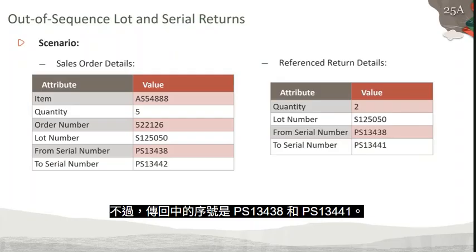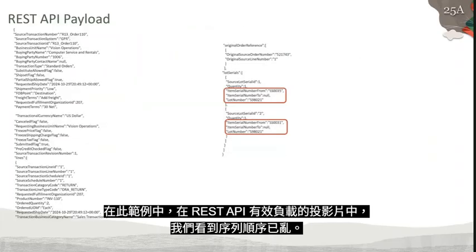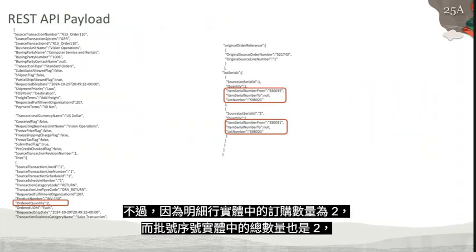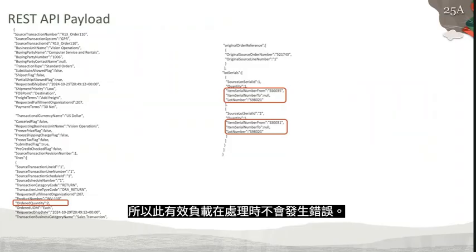In the example in the slide of a REST API, we see that the serial is out of sequence. Since the ordered quantity in the lines entity is 2 and the total quantity in the lot serials entity is also 2, this payload will process without an error. The same behavior is applicable to a payload from a web service. Here is a similar example from the lot serial INT worksheet in the source sales order import template used for file-based data imports for sales orders. We see that the out-of-sequence serial numbers are not turning up errors in processing. Now, the system will successfully process this data from the template.